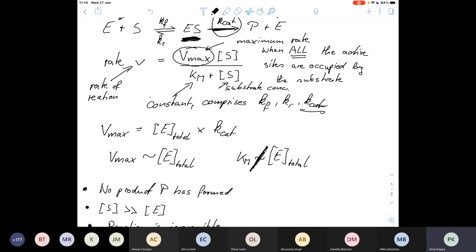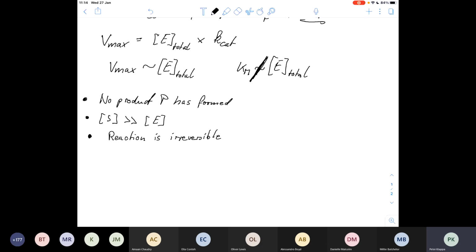And that's very important, or where we can apply the irreversible Michaelis Menten equation. These are the three conditions. If one of these assumptions is not met, then usually the equation that I just showed you will not work properly. It will break down, and that's not a good thing.